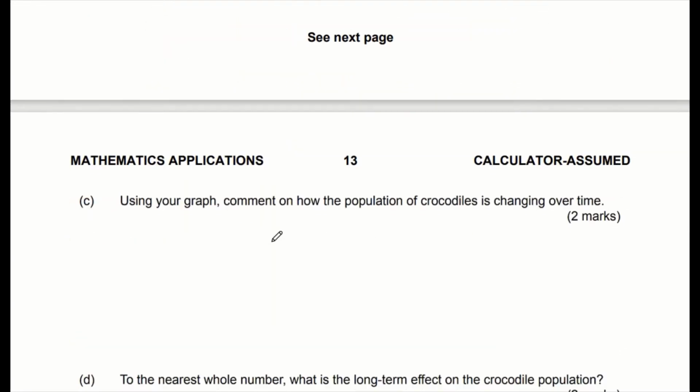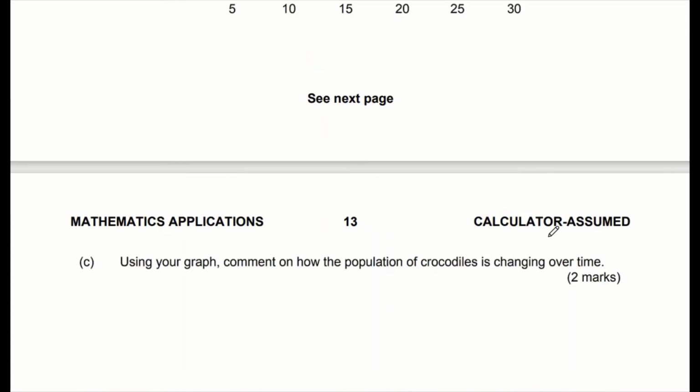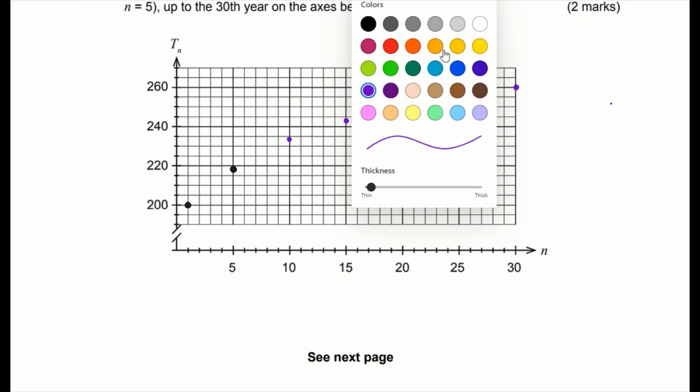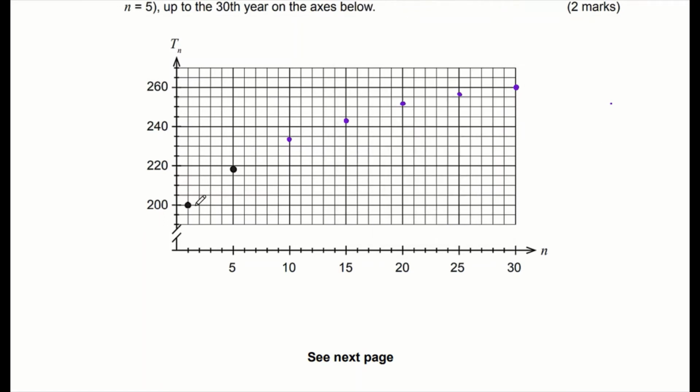For C, using your graph, comment on how the population of crocodiles is changing over time. You can check it out here. You can see that this population is actually increasing, but the rate at which they are increasing is actually decreasing. I hope you get what I mean. Let me use another color. You can see that from this point, it's increasing this much, then after that increasing this much, then only this much, then lesser and lesser. Even here, it only increases this much. So it's increasing, but the rate of increase becomes smaller and smaller.